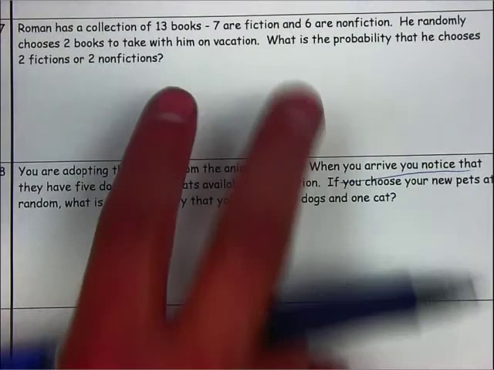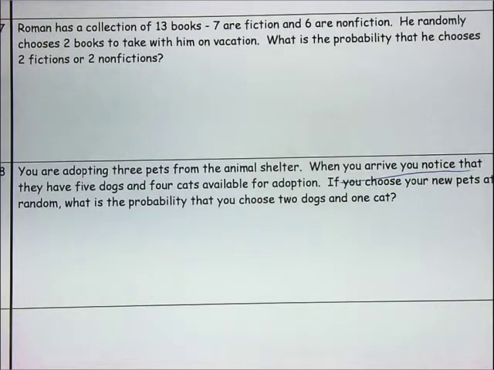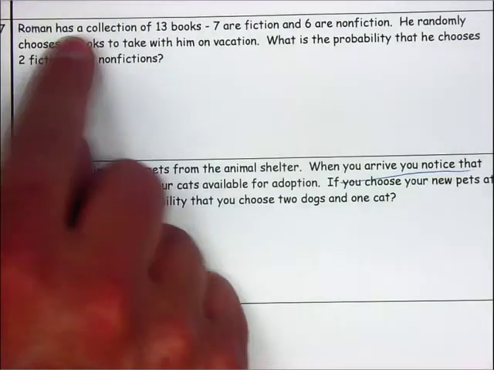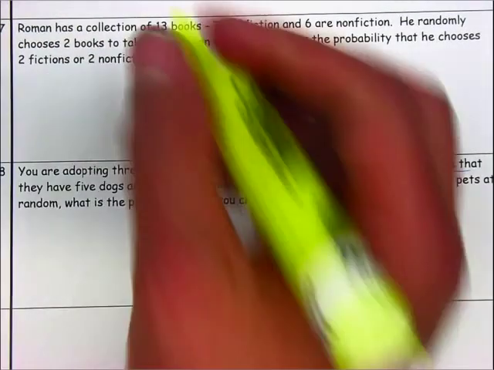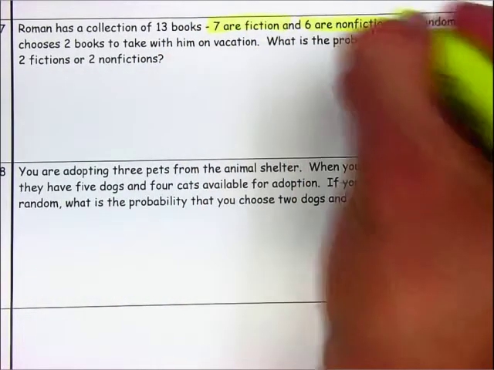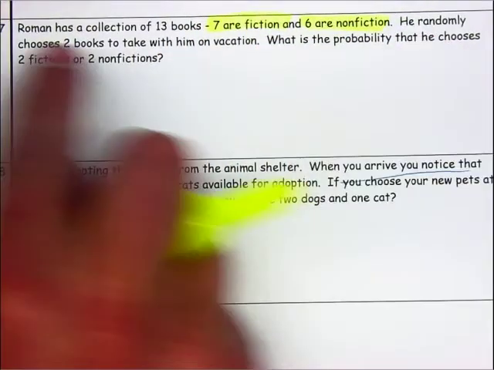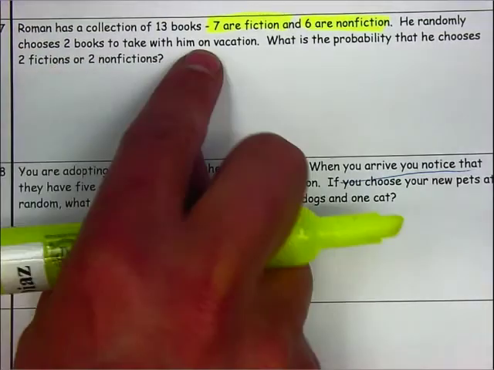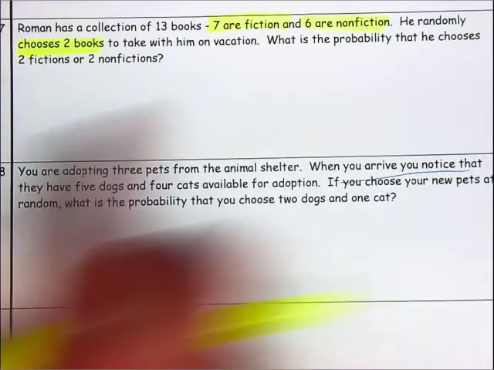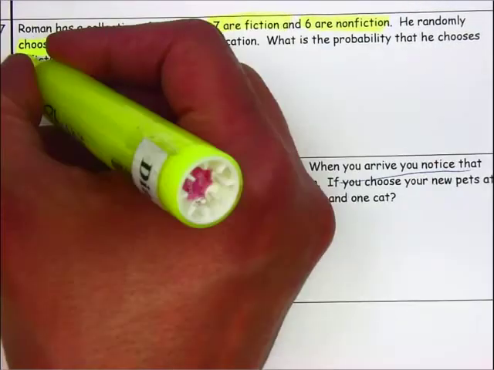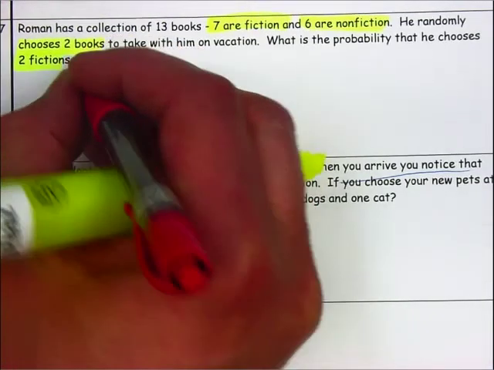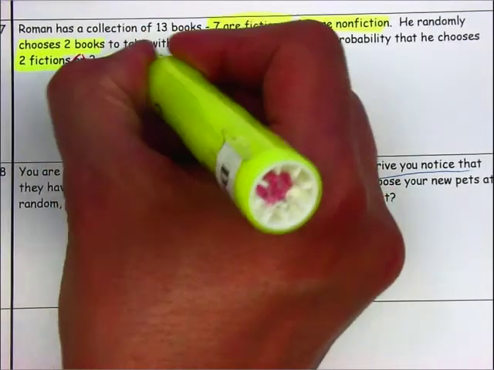Now the next 2 problems will be very similar. Let's read it together. It says, Roman has a collection of 13 books. So you have 13 books. 7 of them are fiction and 6 of them are non-fiction. He randomly chooses 2 books to take with him on vacation. So he's going to select 2 books. What's the probability that he chooses 2 fiction or that he chooses 2 non-fiction?